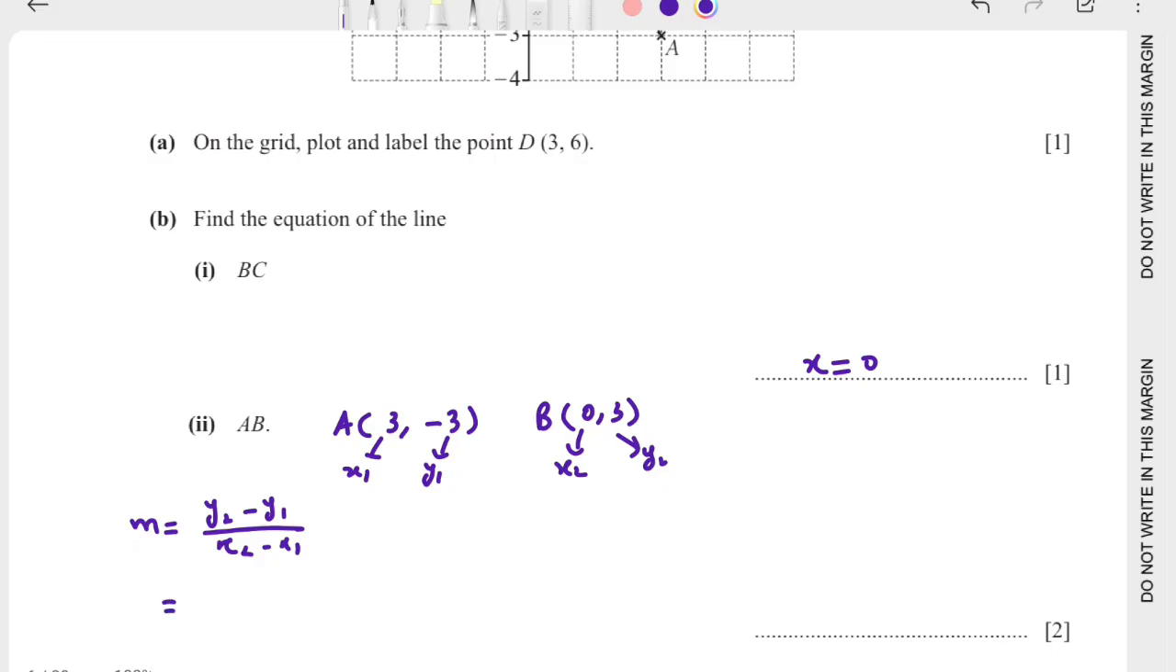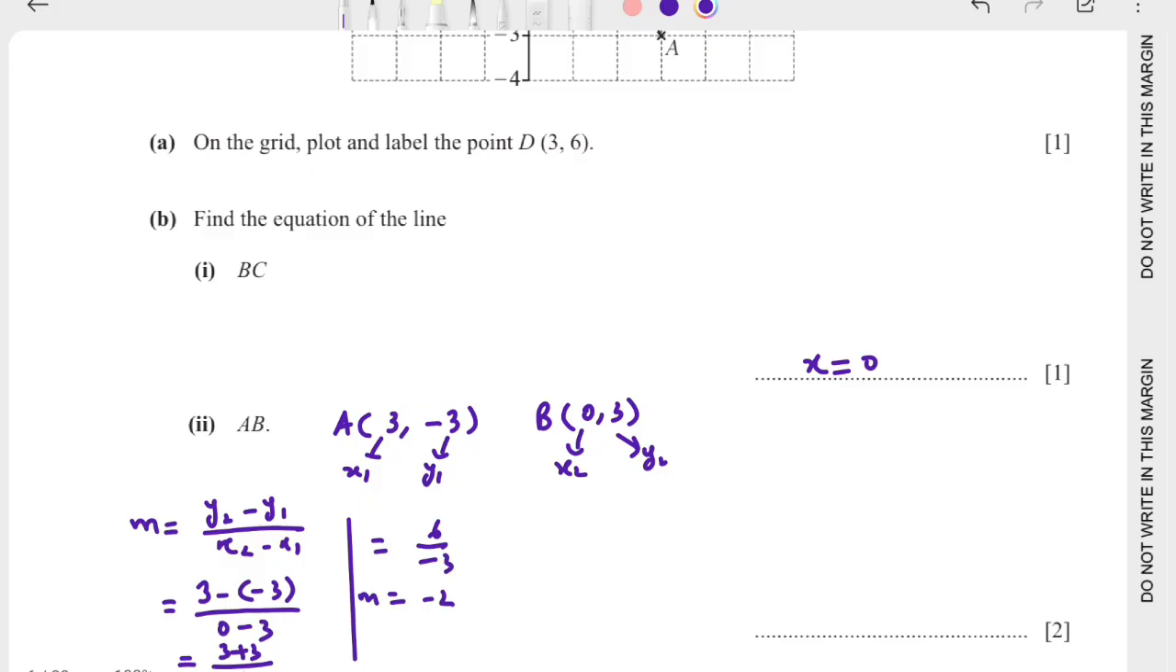So it would be 3 minus minus 3 divided by 0 minus 3, which is 3 plus 3 divided by minus 3, and the gradient would be 6 divided by minus 3, which is minus 2.